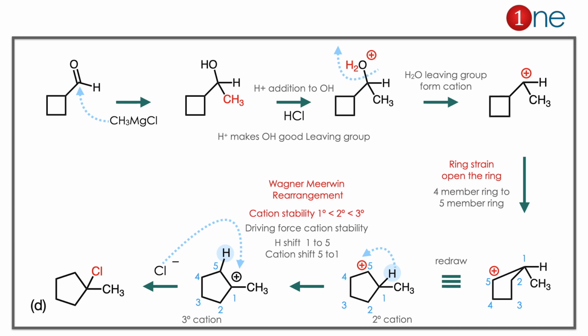Here ring strain is there, so the ring strain has to be relieved. So the ring tries to expand itself to a 5-member ring. So a new C-C bond is formed, and a new 5-member ring is formed. Since the ring is opened, the positive charge is at the 5th position there. So the cation is there, and then you have to quench the cation. So what really happened? You have to get the stable cation.